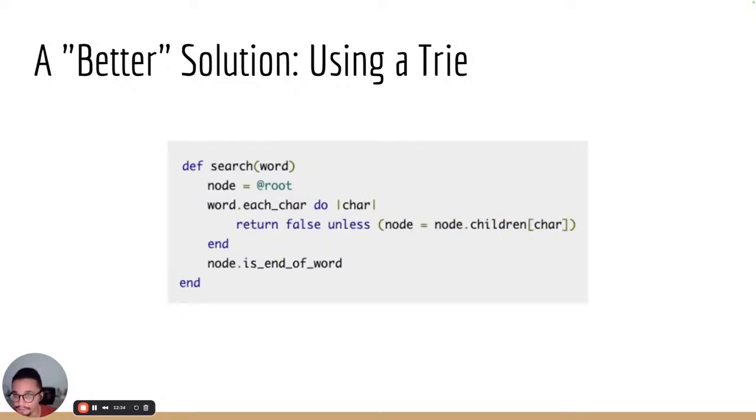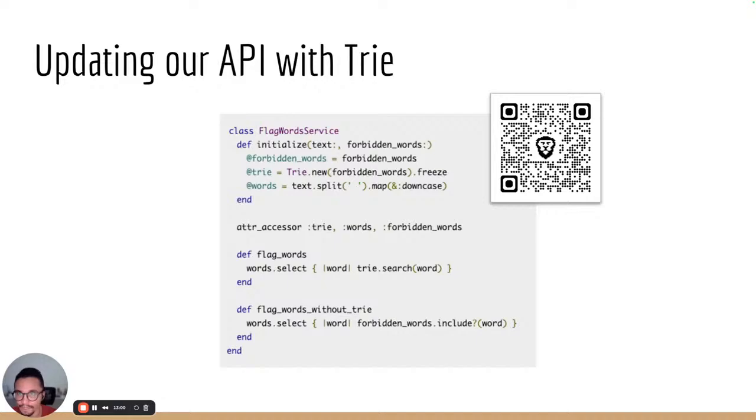And search is very similar. We need to iterate over the word that we want to search. If we don't have the word here, we need to return false. That indicates to the service that is consuming this data structure that the word is not found. Otherwise, we return true because we reached the end of the word, right? Okay, so now we need to update our API with the trie.